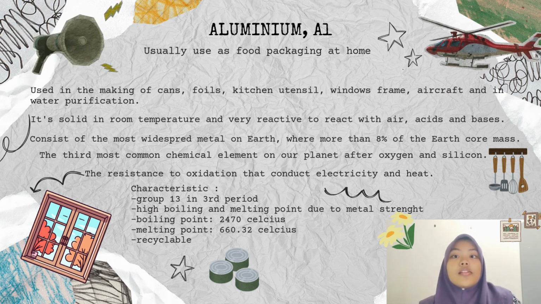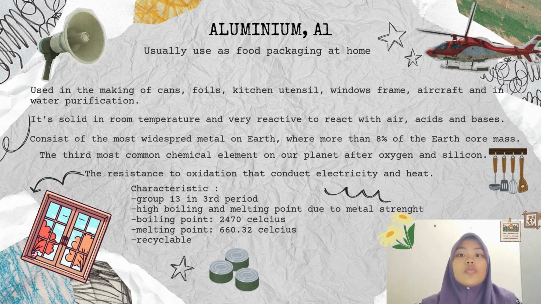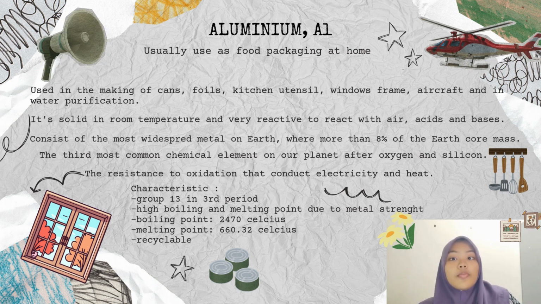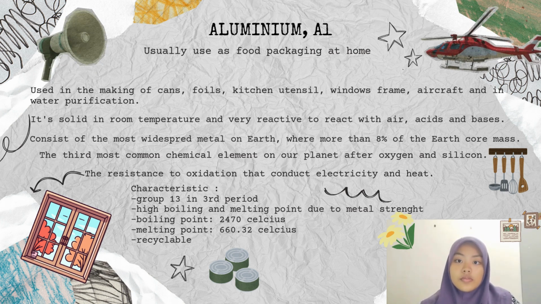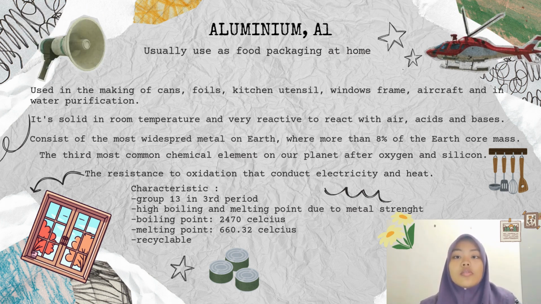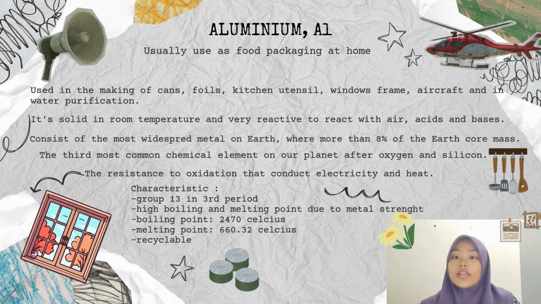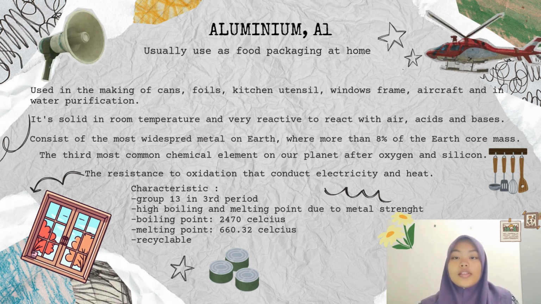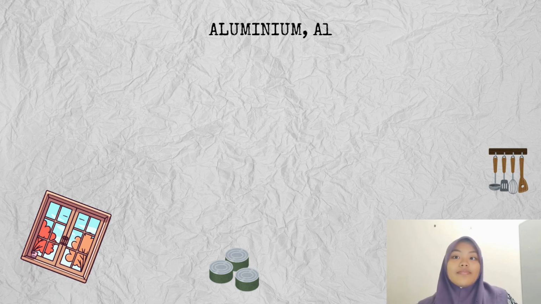So, the characteristic of aluminum is that it is in group 13. It has a high melting point due to metal strength, and the boiling point is 2470 Celsius, the melting point is 660 Celsius, and it can be recycled.